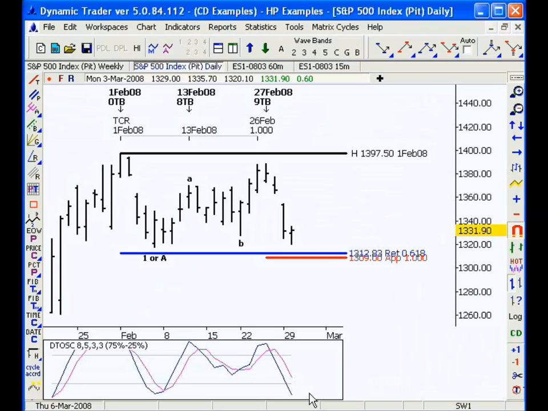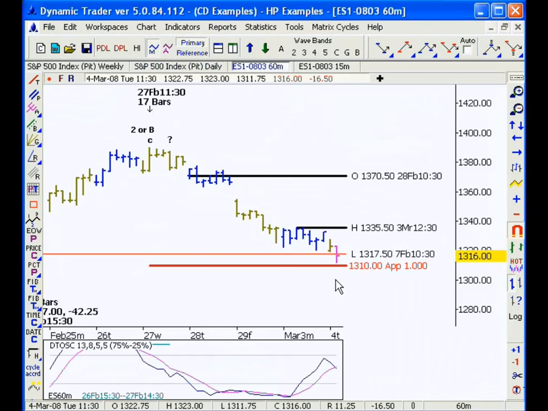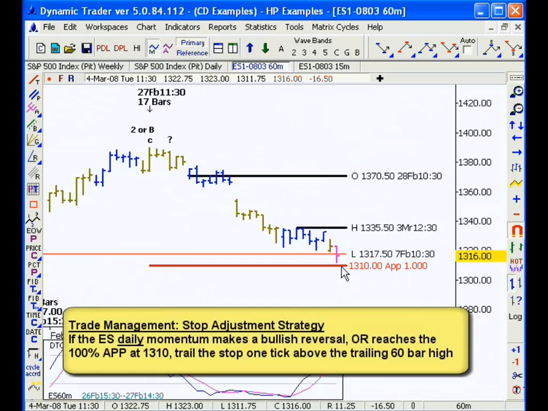So let's go back to that 60-minute data. We're back to the 60-minute data. We've got a couple bars into this March 4th. We've got the bearish reversal, and we're a couple ticks above the 100% alternate price projection. So we've adjusted our stop. If we tag this 100% alternate price projection, let's trail the stop 1 tick above the 60-minute 1-bar high.